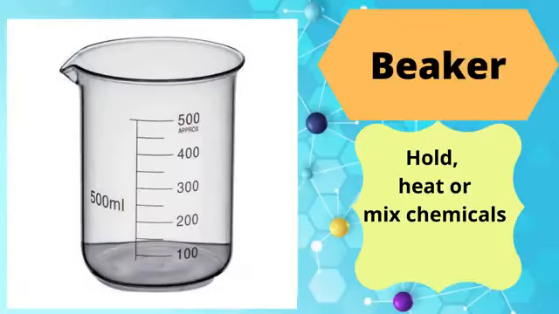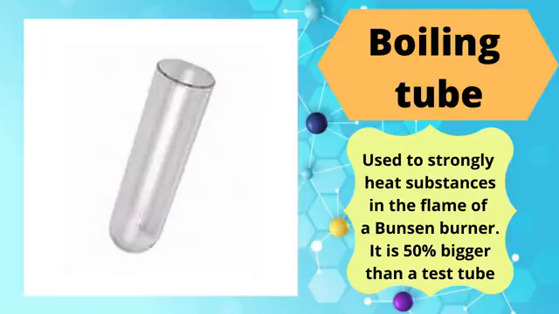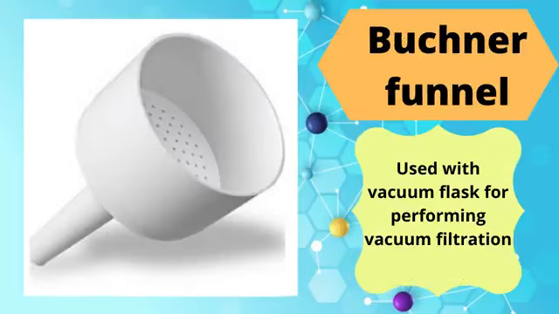Beaker, used to hold, heat or mix chemicals. Boiling tube, used to strongly heat substances in the flame of a Bunsen burner. It is 50% bigger than a test tube. Buchner funnel. It is used with vacuum flask for performing vacuum filtration.